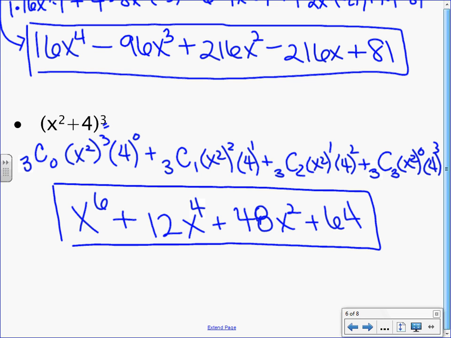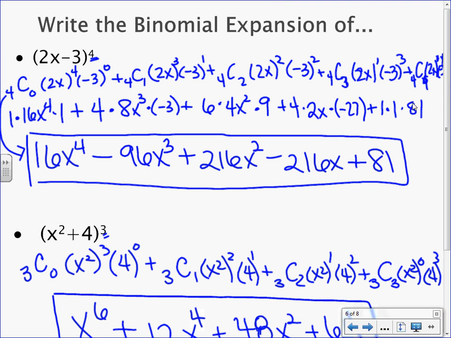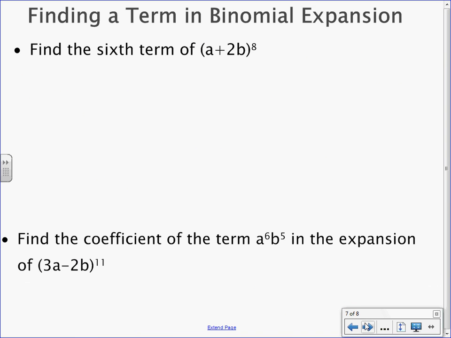It's because x squared is our term, okay? So since it's x squared, we're going to go down by 2 each time. If this was x cubed, we go down by 3 with our powers each time. Does that make sense? Is everyone okay with these 2 examples? Now, sometimes I'll ask you to do an entire expansion. Sometimes I will ask you for a certain term or a certain coefficient.